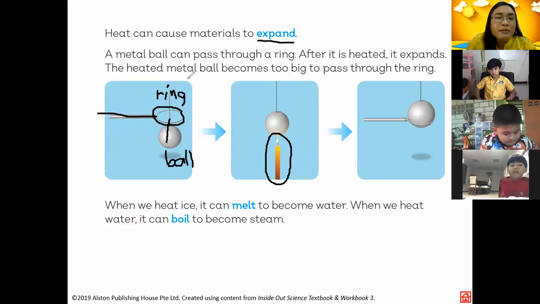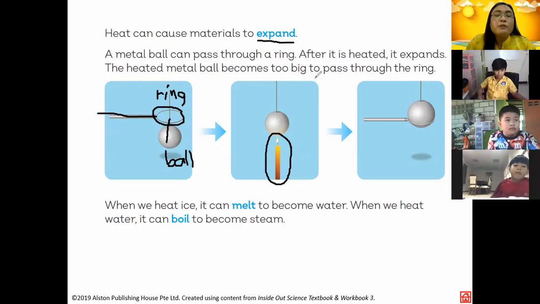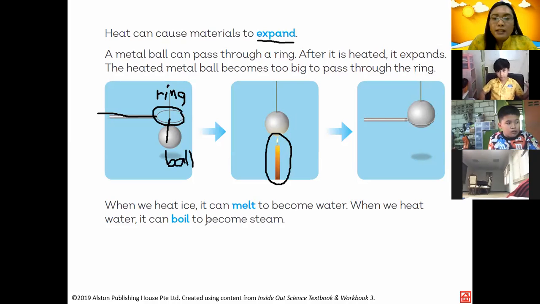It expands, so the heated metal ball becomes too big to pass through the ring. So when you heat the ball, there's a tendency that the ball will pass through the ring because the ball expands, okay? Let's proceed to the next one.